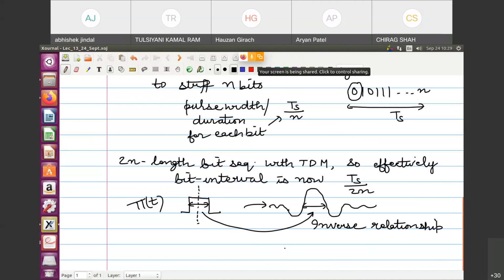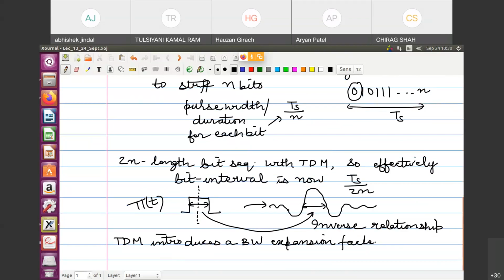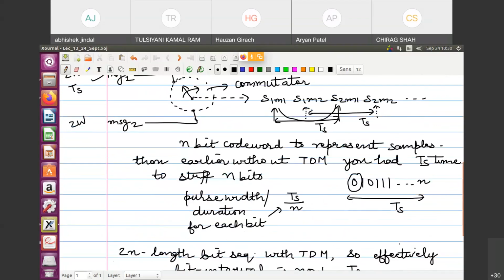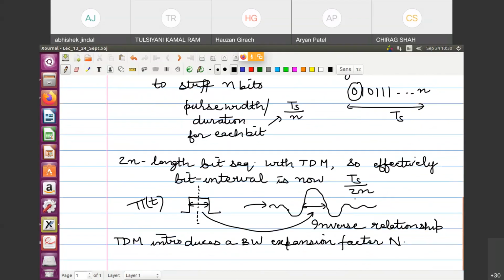When you were discussing PAM, pulse stop, and all these things, I think you wrote this down. Because of this phenomenon, TDM introduces a bandwidth expansion factor N. Now what is this N? N is the number of messages you are interleaving. I gave an example with N equal to 2, hence Ts by 2N happening. If you are using some other number of users, 3, 4, 5, your Ts by capital N will be the bit interval.